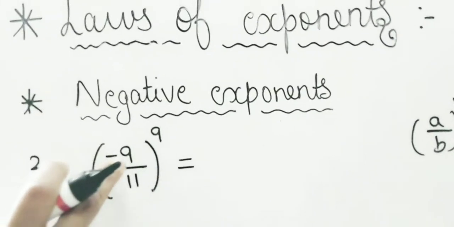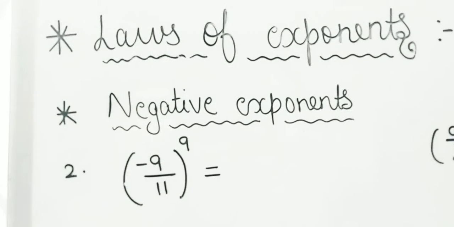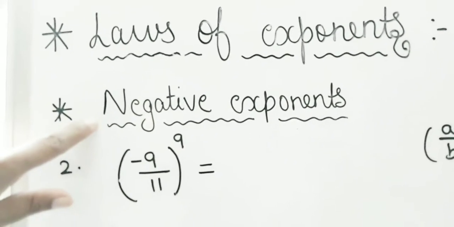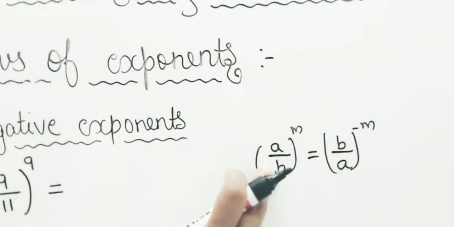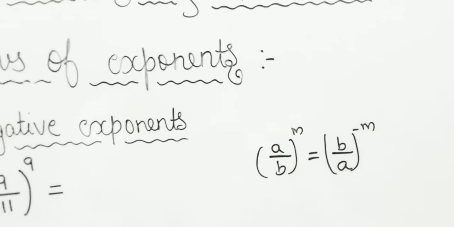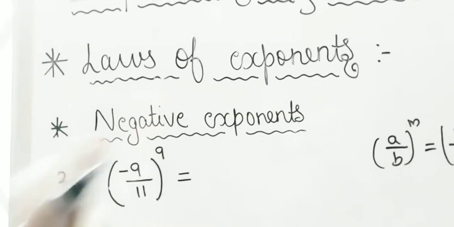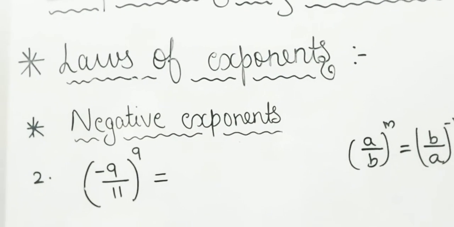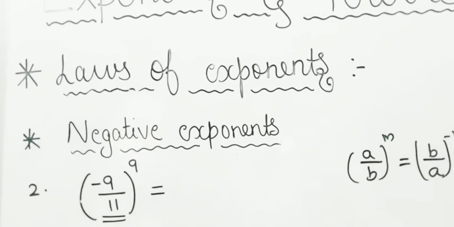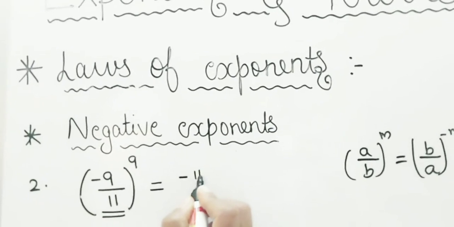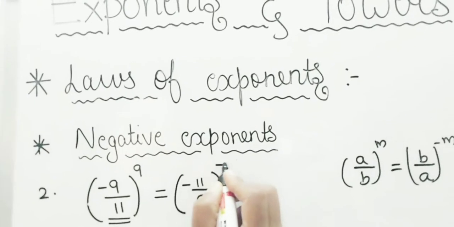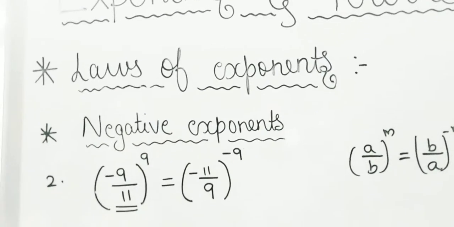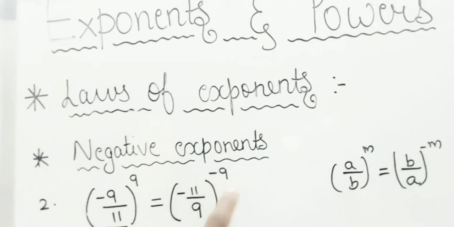Second question, minus 9 by 11 to the power 9. We have to express this in negative exponent. We know that a by b to the power m is equal to, take the reciprocal of the base, b by a to the power minus m. Here also positive power. To change it into the negative power, take the reciprocal of the base. So reciprocal of base is minus 11 by 9 to the power minus 9.